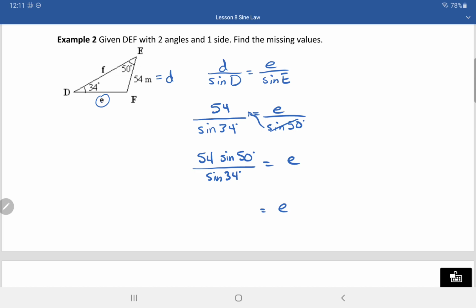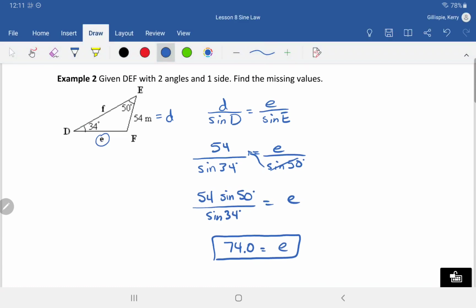So on your calculator, you can do 54 times the sine of 50 degrees, and you divide by the sine of 34 degrees. And you get 73.975. We're going to round that to a 74.0 perfectly because the 7 would round the 9 up, which would round it to 74. So we just found lowercase e.